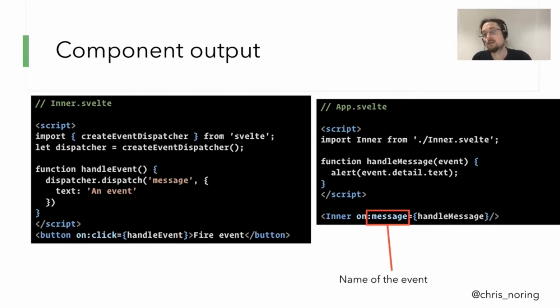And looking at it from the consuming component, we can see that this custom name, this message that we invented, needs to be reflected inside of the markup. So we have that on:message, and we assign the handleMessage to it as the one that responds. And we can see also in the handleMessage of the App.svelte that we need to dig into this event and go into event.detail.text to find our payload data that we send across.